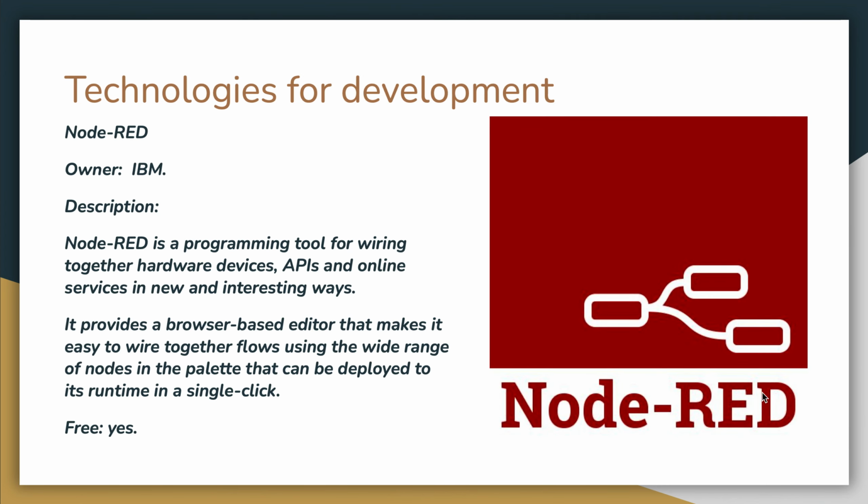Technologies for development. Node-RED. The owner of it is IBM. Description. Node-RED is a programming tool for wiring together hardware devices, APIs, and online services in new and interesting ways. It provides a browser-based editor that makes it easy to wire together flows using the wide range of nodes in the palette that can be deployed to its runtime in a single click, and it's free.